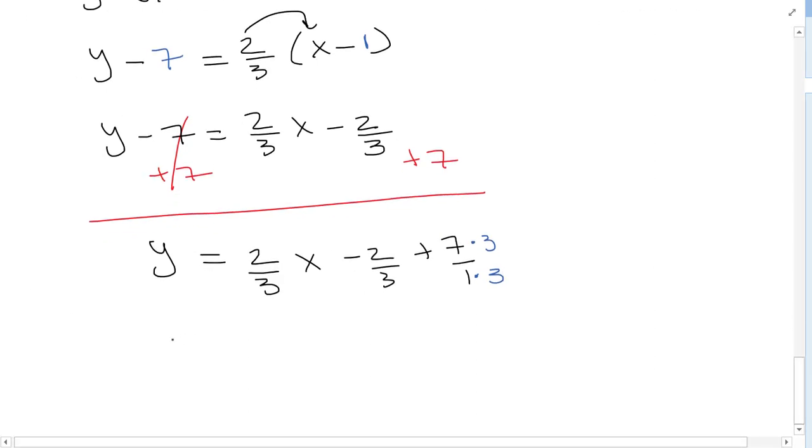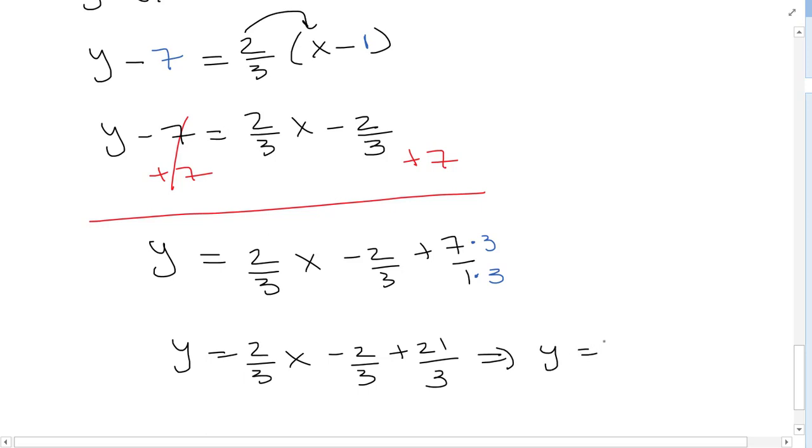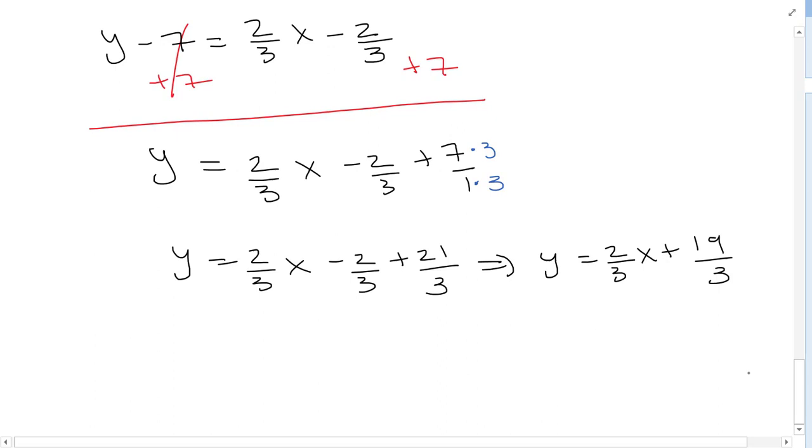So this is really y equals 2/3 x minus 2/3, plus, 3 times 7 is 21, so plus 21 over 3. Now that they have the same denominator, you can combine them. So this will become y equals 2/3 x plus 19 over 3. And so this will be the equation of the line. Now this is in slope-intercept form.